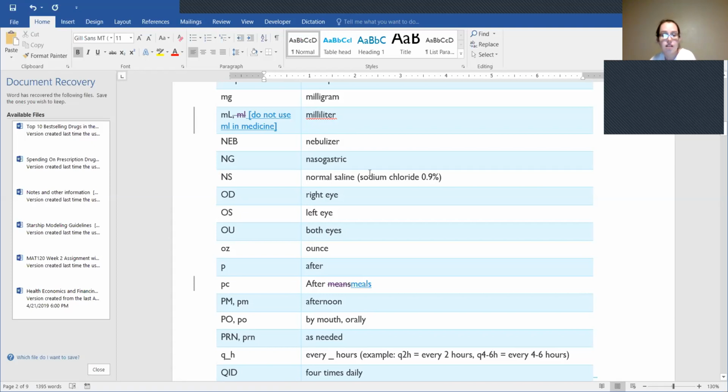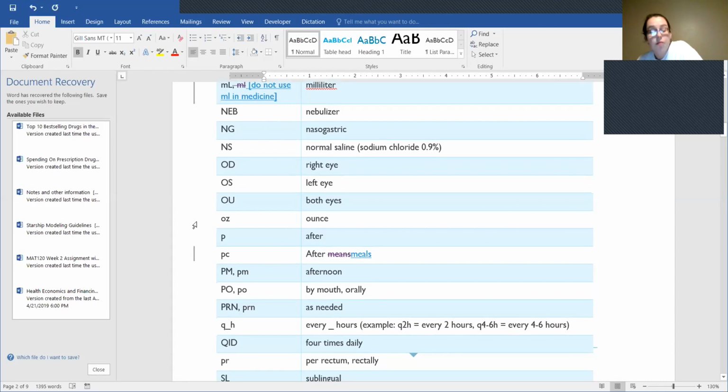NS is normal saline, we talked about that. Here's the D, S, and U again, in this case for the I. Think of O as ophthalmic. Ounce, that is an apothecary or household measure. P is after. It can be a small p as well, and it can have a line over it. It stands for post, a Latin word meaning after. PC is after meals, not after means. After meals, and that stands for post cibos. Cibos means to chew or to eat.